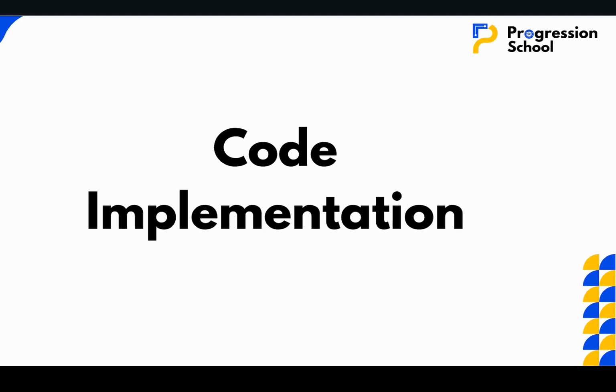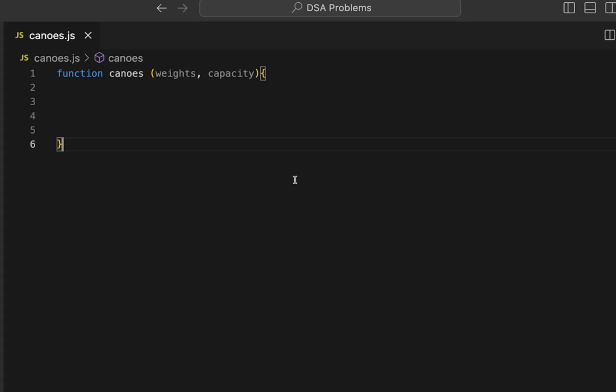In this video, we will see the code implementation. Now let's solve this question. So here you can see in this function I am getting the number of weights, I am getting the capacity, right? This is the only thing that I am getting.